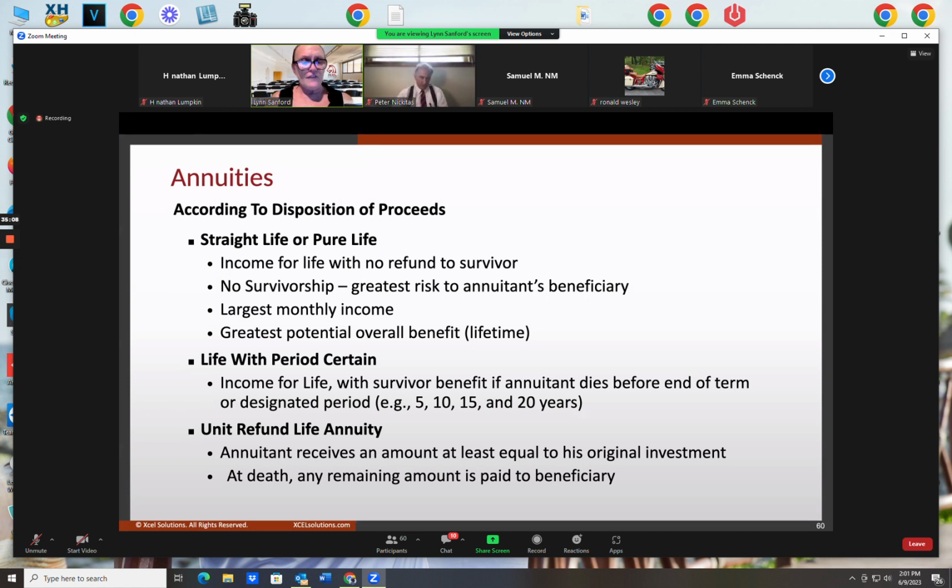Unit refund life annuity: the annuitant receives an amount at least equal to his or her original investment. At death, any remaining amount is then paid to the beneficiary.